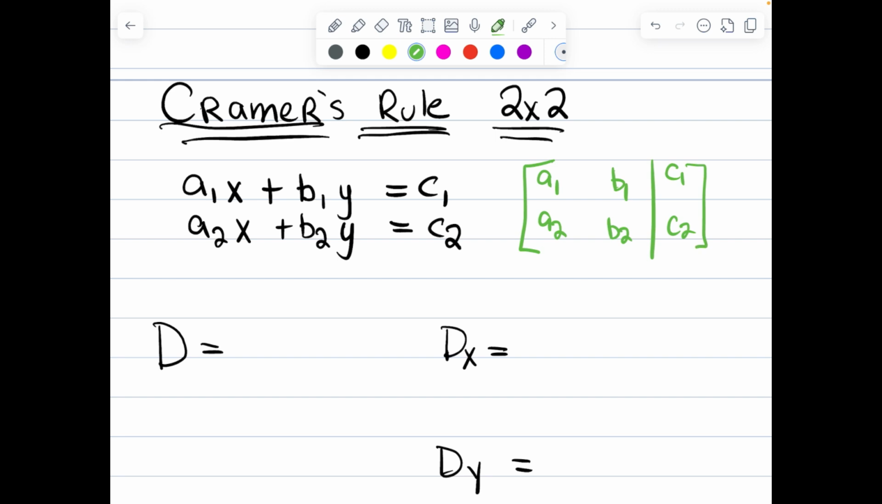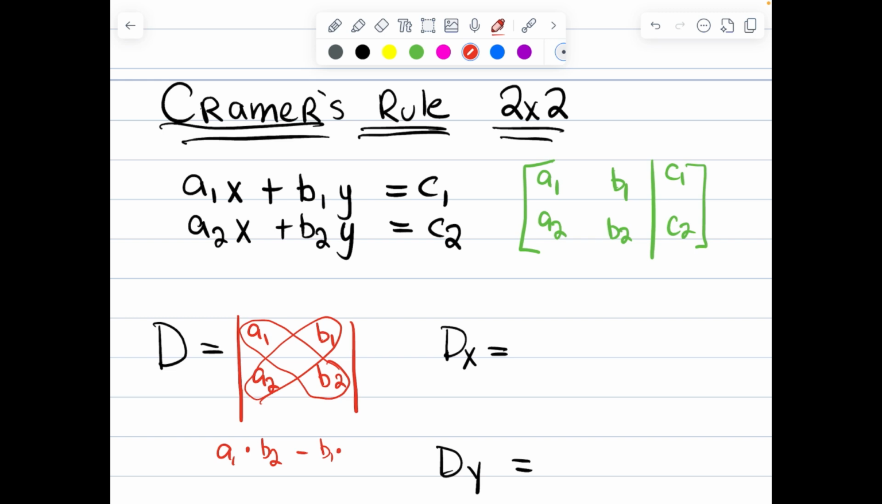But when we're looking for the determinant, just the D, then what we're going to do is just write the vertical bar to represent determinant. And we're going to do it of our coefficients, so this would be A1, A2, B1, B2. And when we find the determinant, we're taking the left diagonal minus the right diagonal. So A1 times B2 minus B1 times A2.